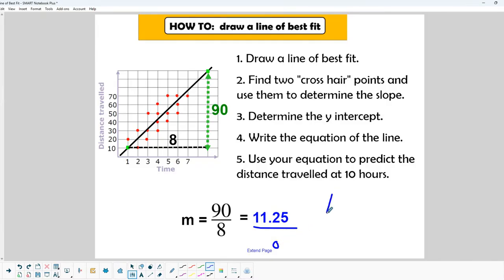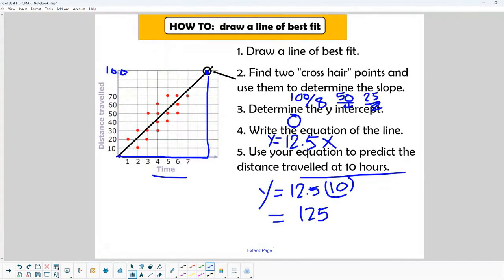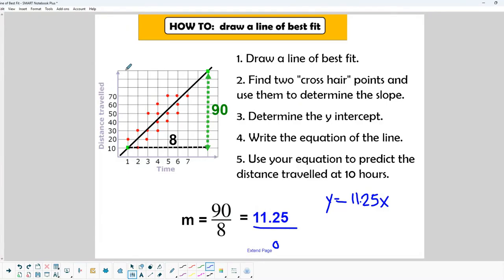So they could end up with y equals 11.25x plus 0, which is a little different than what we got here, right? So depending on what 2 points you use, you could end up with a little bit different slope. So you got to watch out and be careful how you do that.